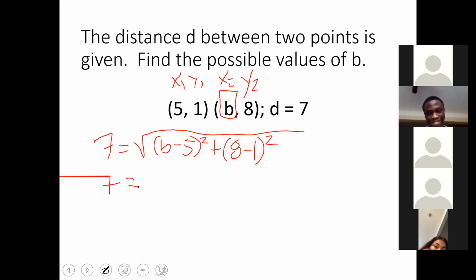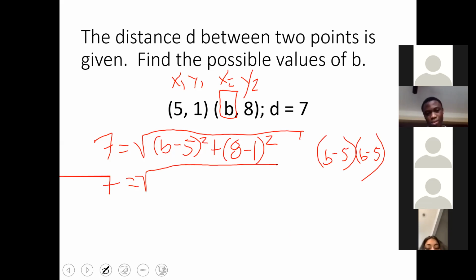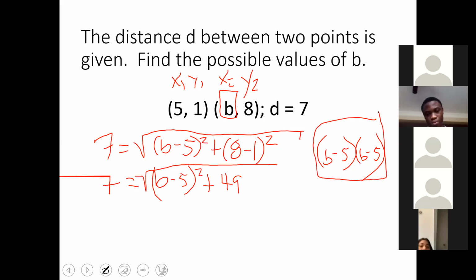So this is where we have to do a little bit of factoring, our FOIL method, right? So that's going to be b minus 5 times b minus 5. So this will be b minus 5 squared, now plus, what's 8 minus 1? That's 7. 7 squared is 49, right? Okay. Let's hold this for just a few minutes, okay?